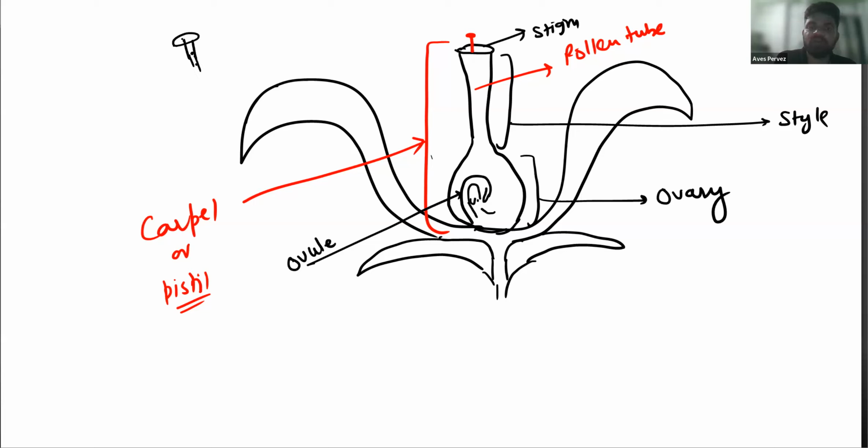So this pollen grain contains two male gametes, and these male gametes need to fertilize the egg that is present inside the ovary. So they are not going to disperse here and there. They need to reach their destination. So for that, this pollen grain starts growing a pollen tube. And from that pollen tube, let me explain you here. Let's suppose this is the stigma, this is the style, and this is an ovary.